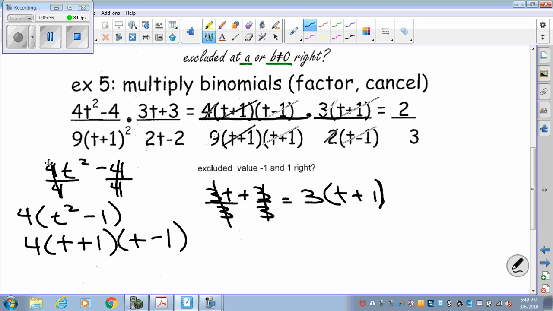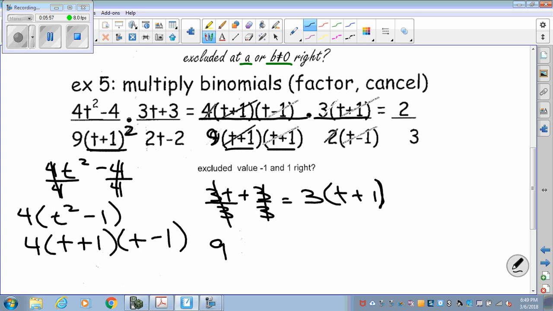And then now I'm going to factor this one. I've got 9. Well, 9 is just 9. So I'll factor that one, t plus 1 squared. Those are the factors: t plus 1 twice. You have t plus 1 times t plus 1. That's t plus 1 squared.